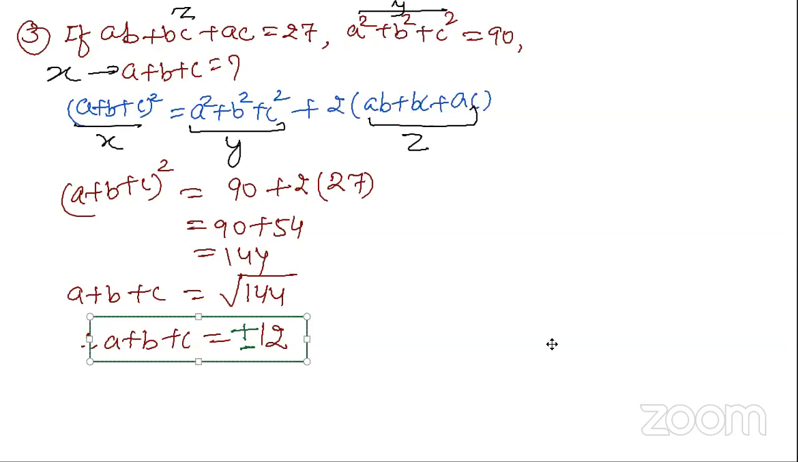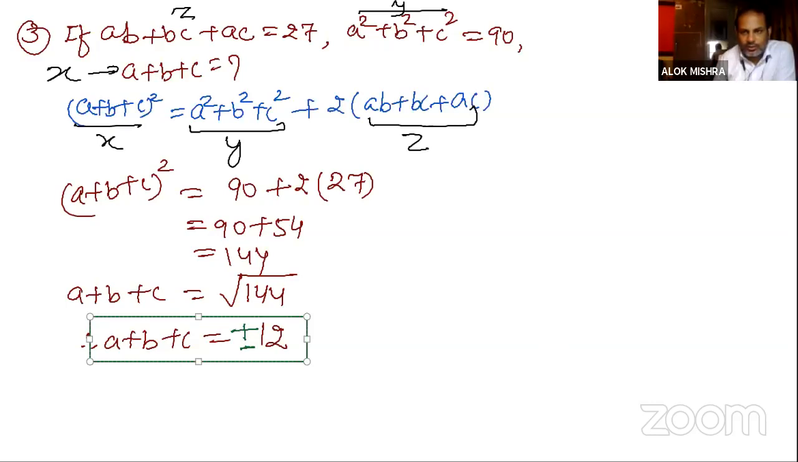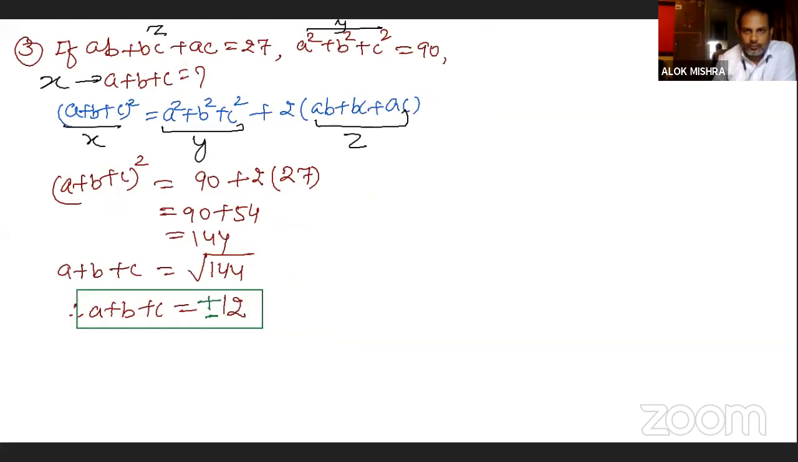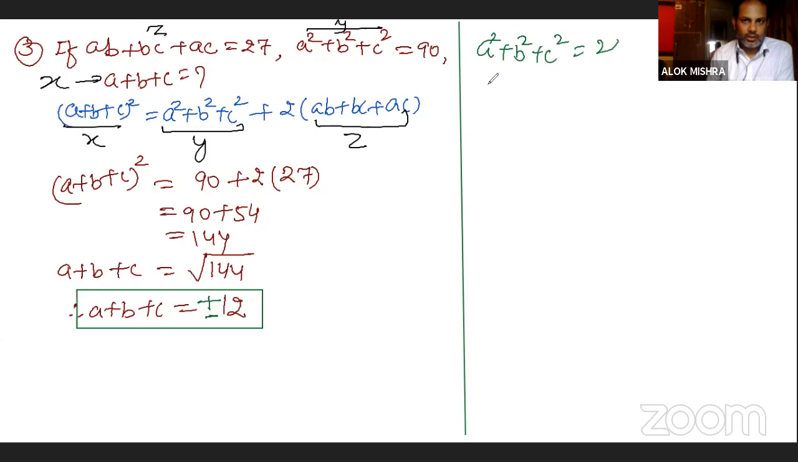Okay. So let's move on to the last question from this particular type. And that question, you are going to solve it. A square plus B square plus C square is equal to 29. AB plus BC plus AC is equal to 26. I have to find A plus B plus C. Go ahead, please solve it.